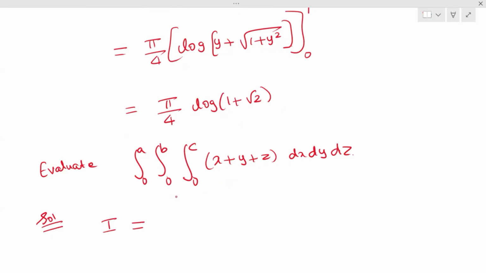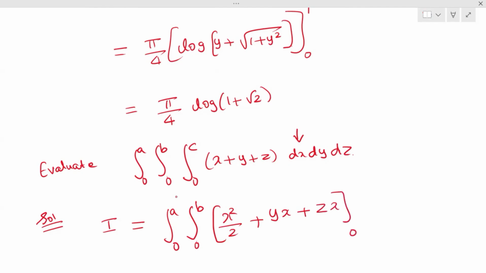So first we have to integrate with respect to x. We keep y and z constant. So write the outer integral and middle integral as they are. The integration of x is x squared by 2. The second term, y, is the constant, so write y as it is. The integration of y is yx, and z is also constant, so the integration is zx, from 0 to a, dy dz.